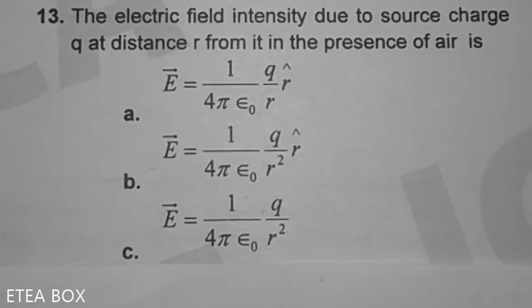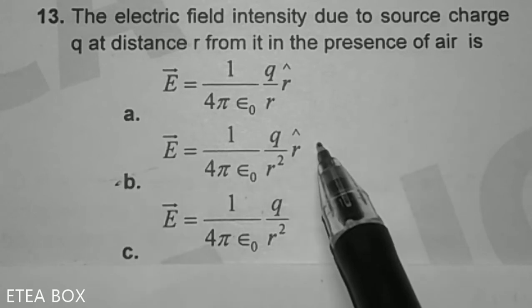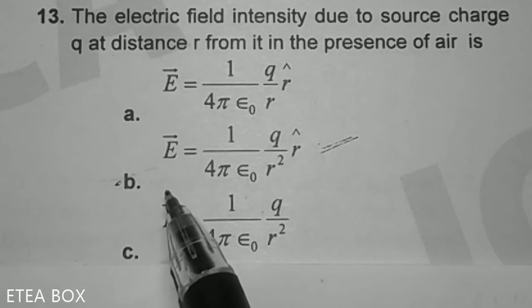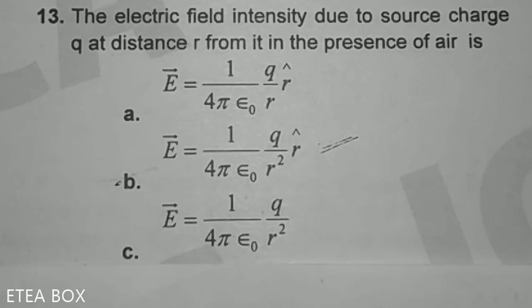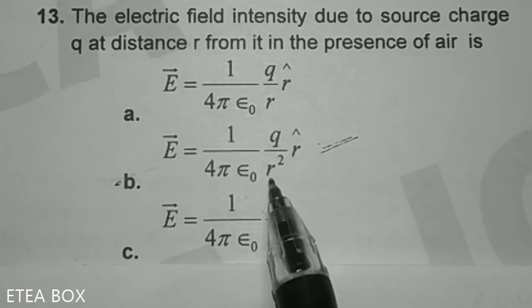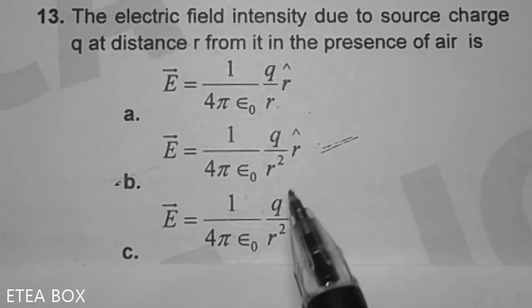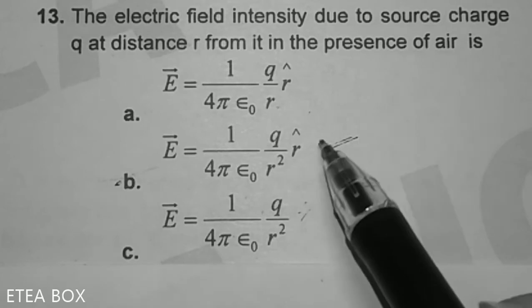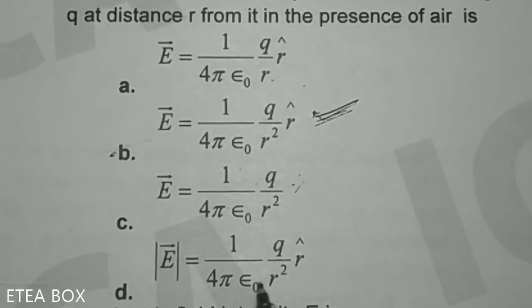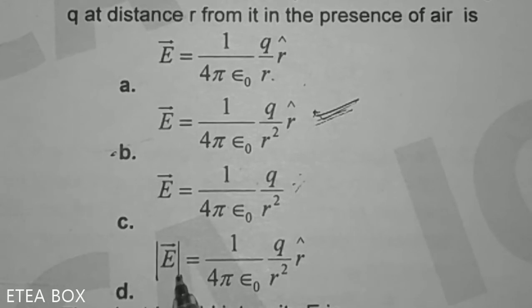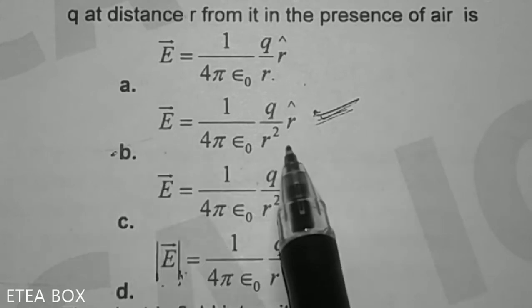The electric field intensity due to source charge Q at a distance R from it in the presence of air. Now look here, option B is correct. This one is correct because electric field is a vector quantity, so we have to put the direction here. And the correct formula is 1 over 4 pi epsilon naught Q divided by R square. Look, here it is R, and here the direction is not given, so option B is correct. Look at the D option. These two absolute bars mean the magnitude. When we want to find out the magnitude, there is no need to put the direction. So this one is also incorrect. The correct one is this.